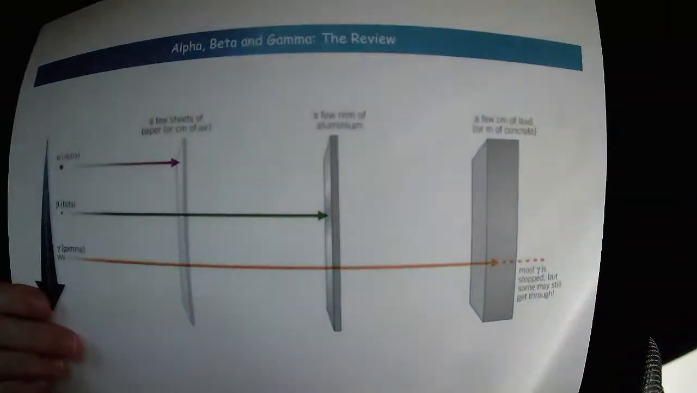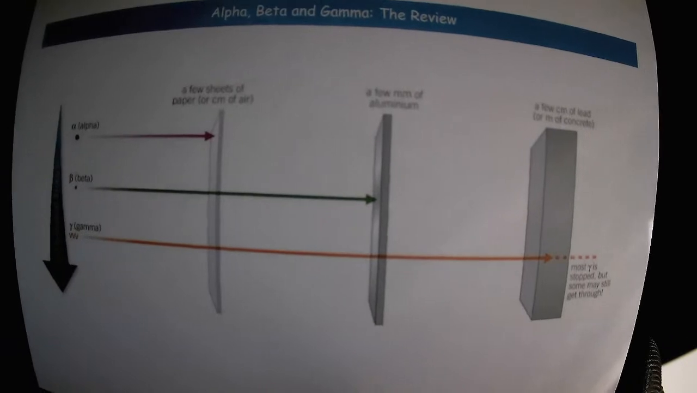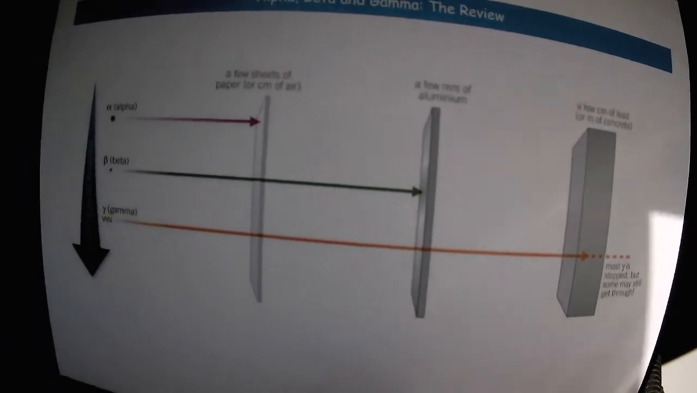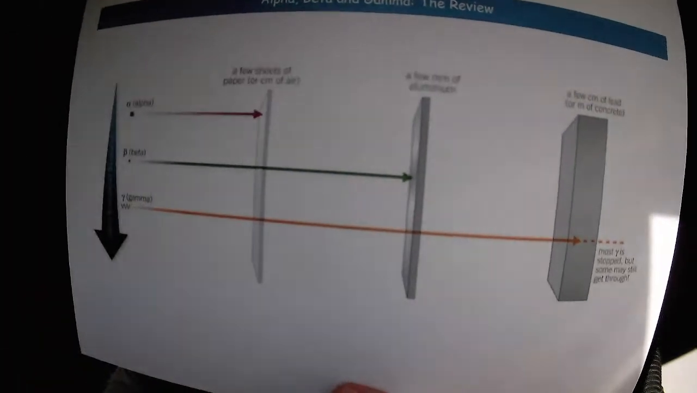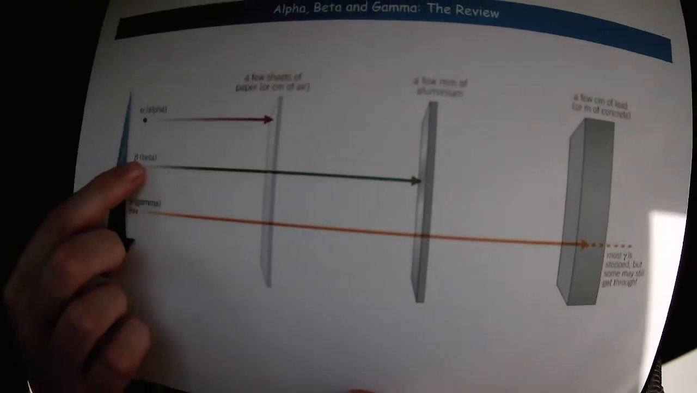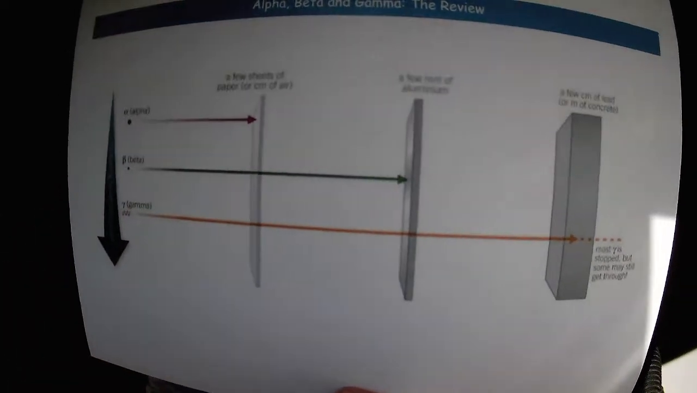So this links into one of the really common questions about radiation, which revolves around the different penetrating abilities of alpha, beta and gamma. So our alpha particle is stopped by a few sheets of paper. Beta particles are stopped by a few millimetres of aluminium, but they generally pass through paper.